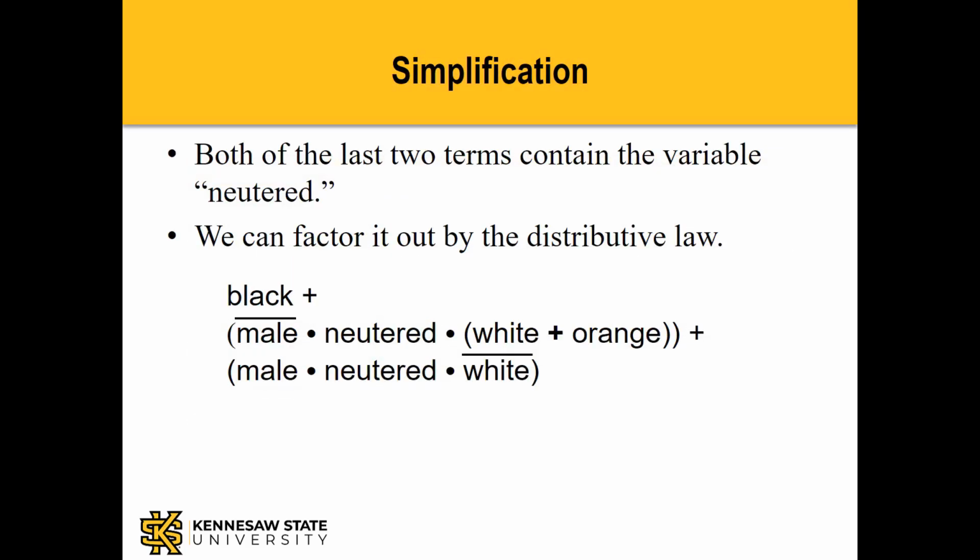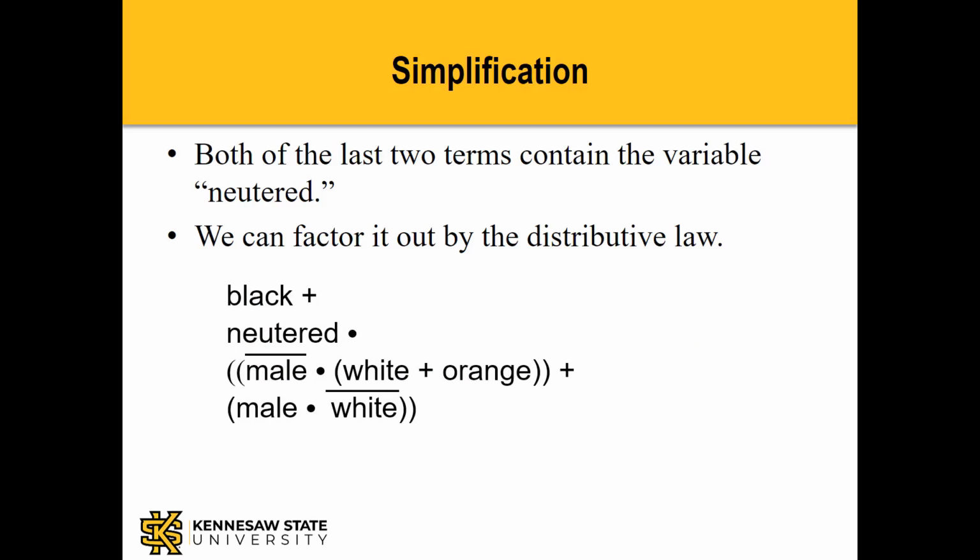Now, in our expression, both of the last two terms contain the variable neutered. We can factor it out by using the distributive law, and the easiest way to see that is to just do it. So let's do it. We say black or neutered has been factored out onto a line by itself. We had to add some more parentheses, so neutered and not male and white or orange, or male and not white. Simplification can make coding easier.